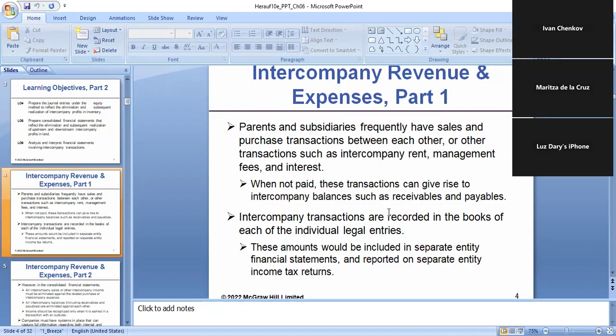If the intercompany transactions are recorded in the books of each individual legal entity, those amounts will be included in the separate entity financial statements and reported on the separate entity income tax returns. So everything that happened at the subsidiary level, or between the parent and subsidiary, those entities have to report gains and losses and everything. But once we're doing the consolidation, we're going to eliminate those.